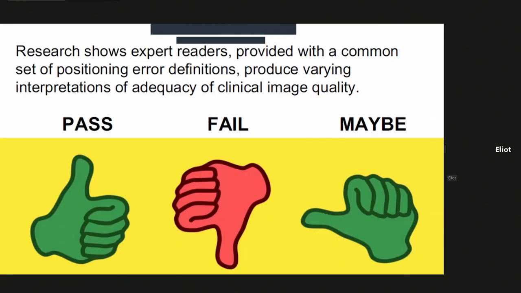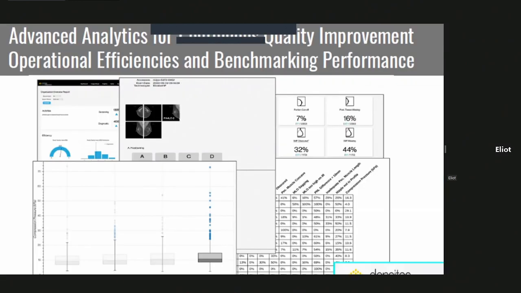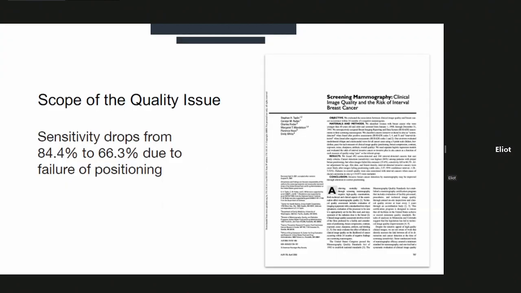And, you know, research suggests even expert readers have a varying interpretation of image quality. And so there are quite a variety of different reasons associated with varying estimates of image quality. And so software has been created to provide feedback to technologists and radiologists with regard to positioning for mammography and with regard to overall image quality in mammography. We don't really have an analogous set of software for CT.